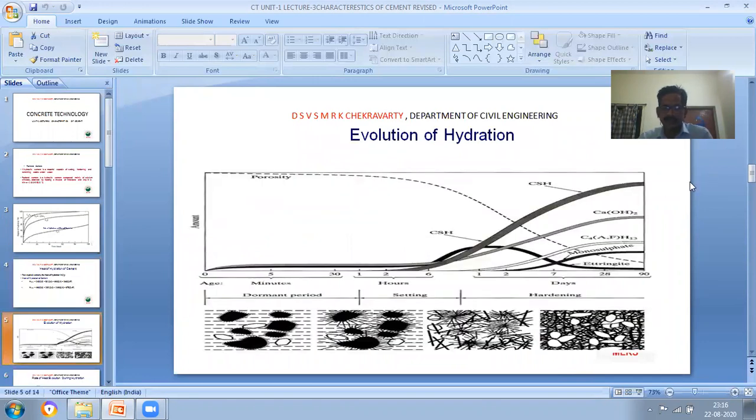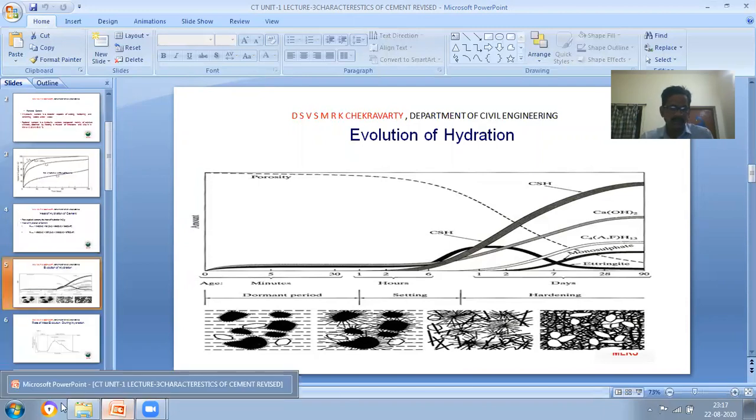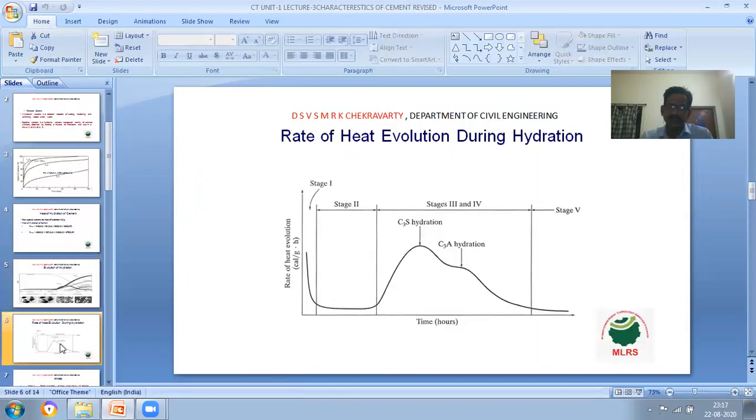Next, evolution of hydration. If you take the evolution of hydration, the curve will be like this. This is the dormant period, this is the setting, this is the hardening period. The starting period is the dormant period. After that, the setting process occurs, and the last stage is hardening. And next, the rate of heat evolution during hydration. I am taking time in hours on the x-axis, and the rate of heat evolution in calories per gram.